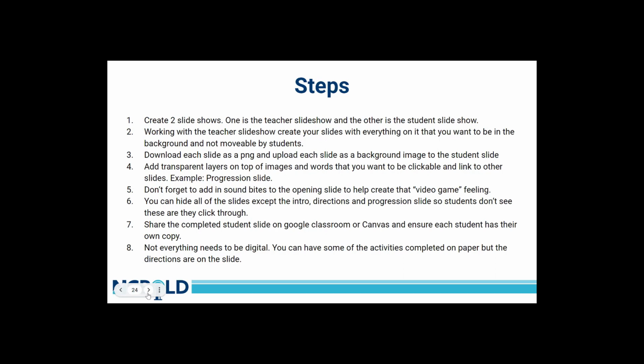Once you have all that done, then you're going to download each of those slides as a PNG, and you're going to upload each of those slides to the student slides as the background image. That way it's the background image, the students can't mess with it, and they can't edit anything. After you do that, you're going to add transparent layers on top of images and words that you want to be clickable and linked to other slides. An example of this was my progression slide in the Everest example with the tents. Those tents had a transparent layer on top, and they linked to other slides.